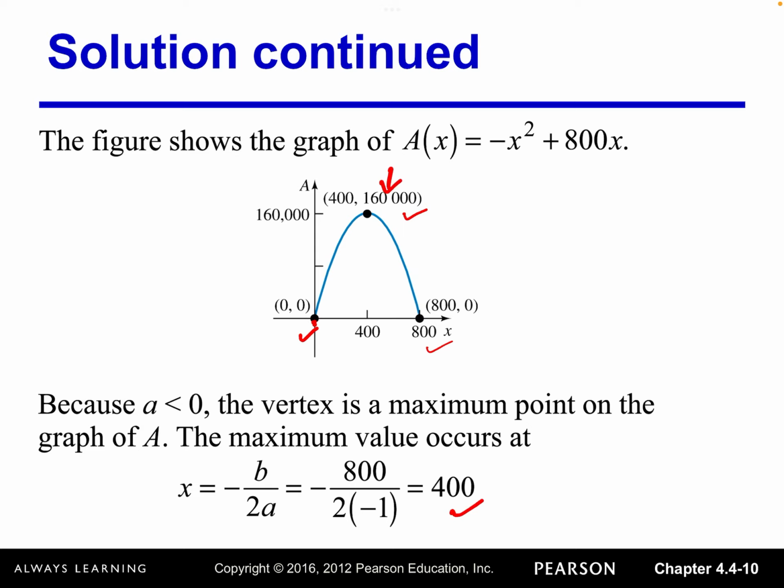So the vertex is the maximum point on the graph of A, and the maximum value occurs when x equals 400. So that rectangle is actually a square, 400 times 400, which covers the most area. So we apply the property of the quadratic function, which is that the vertex maximizes the quadratic function. If we can find the vertex of a quadratic function, then we actually maximize the function.